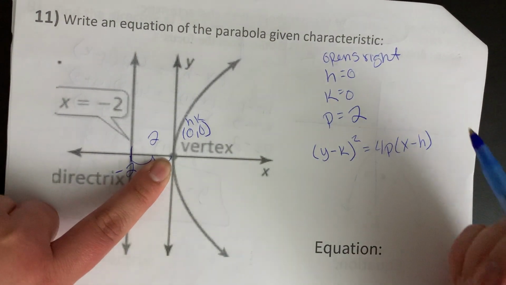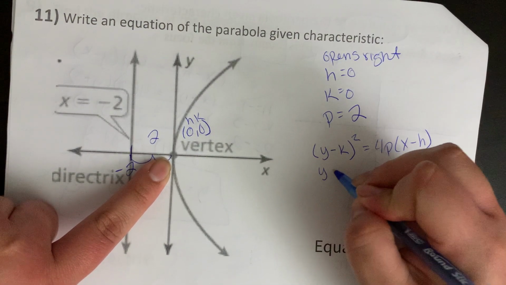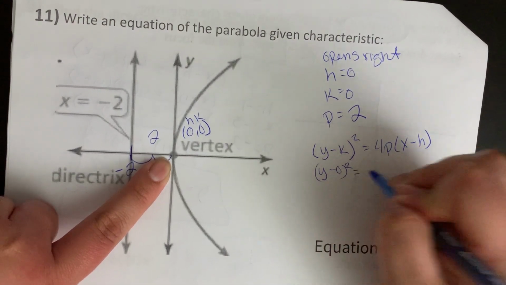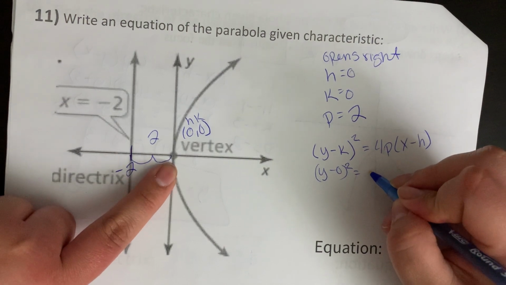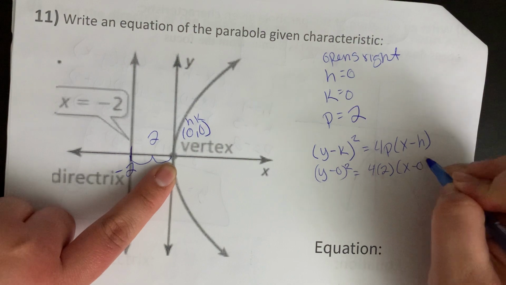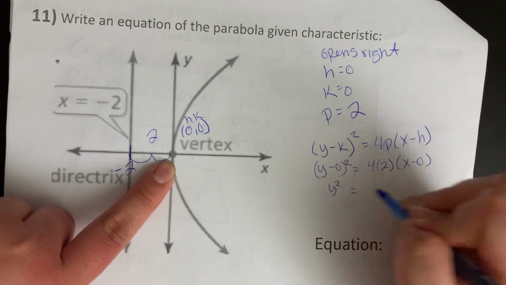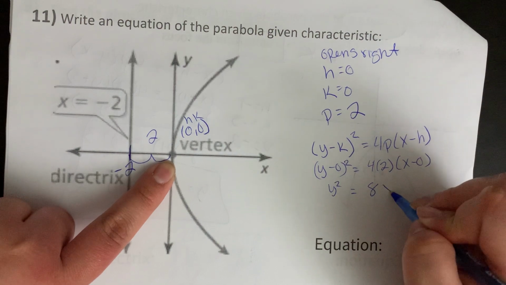Now I can plug in what I know. So I'm going to end up with y minus 0 squared equals 4 times p, which is 2, right? So 4 times 2, x minus 0. So y minus 0 is just y squared equals 8 times x.